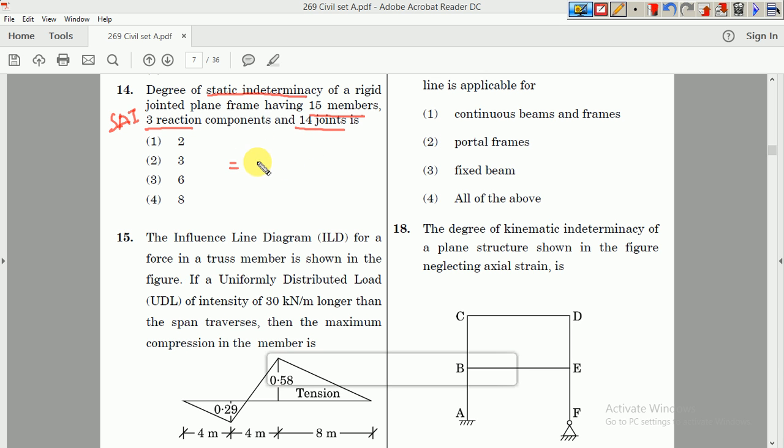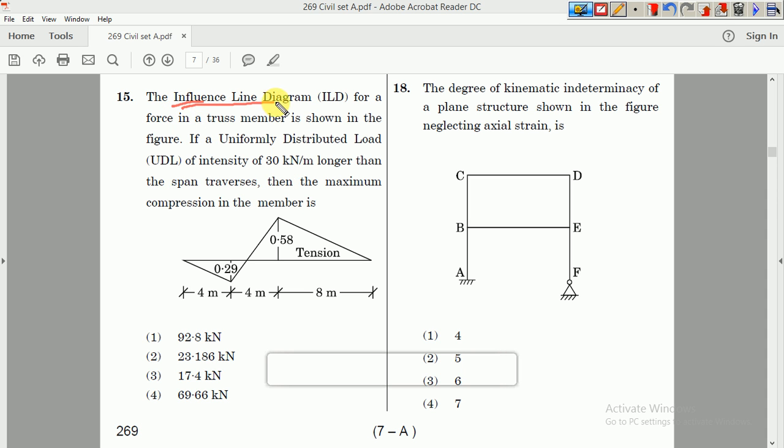It has a direct formula, that is 3m plus r minus 3j, where m is the number of members, r is the number of reactions, and j is the number of joints. So 3 into the number of members, which is given as 15, plus the number of reactions, which is 3, and minus 3 into the joints, which is given as 4. So finally you will get an answer of 6.